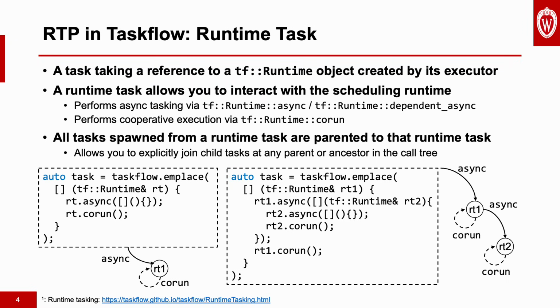More importantly, all tasks spawned by a runtime task are parented to that runtime task, so you can explicitly join child tasks at any parent or ancestor in the code tree of a runtime task. For example, on the lower left, I have one runtime task that spawns an asynchronous task and joins its execution using corun. On the right-hand side, I repeat this process recursively and stop at the second level.